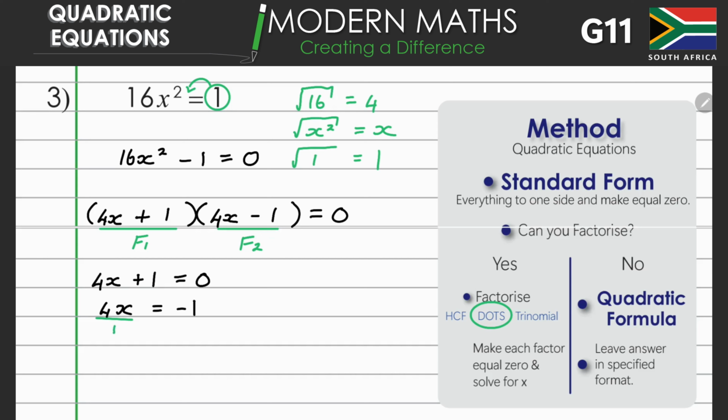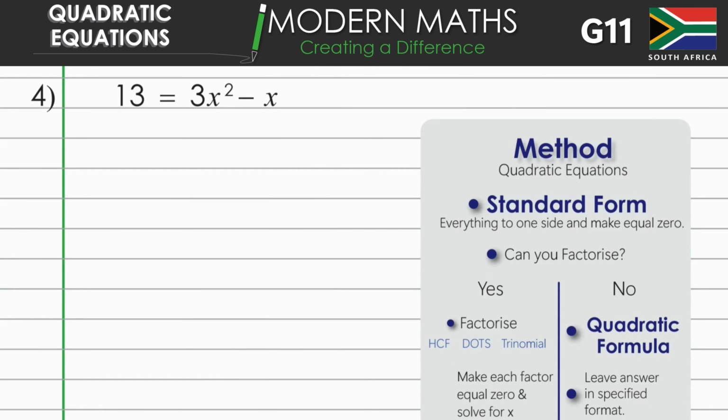And then to get x on its own, I'm going to have to divide both sides by 4. When I do that, the 4's cancel on the left hand side, and I get x equals minus a quarter. Now the story is going to be very similar for our second factor. The only difference here is the sign. So we're going to get basically the same answer, but it's going to be the opposite sign. So take the 1 over, it becomes positive 1, divide both sides by 4, and I get x equals a quarter as my second solution.